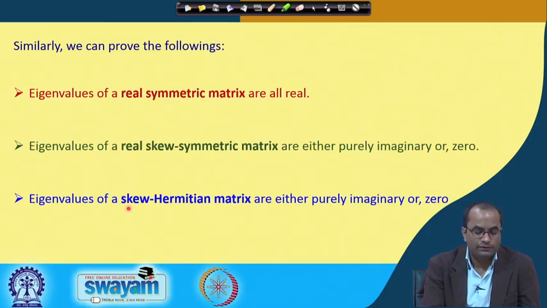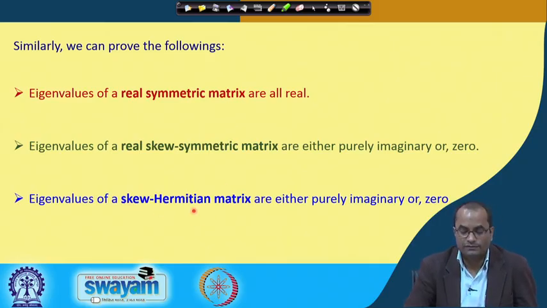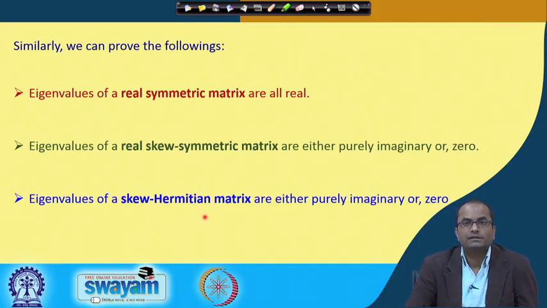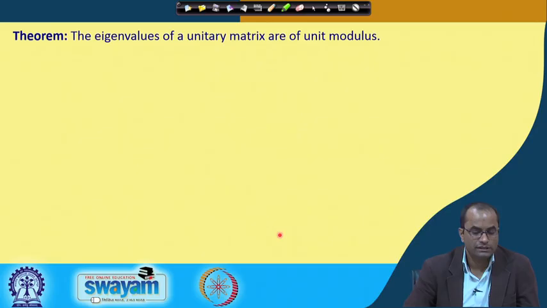And the eigenvalues of the skew Hermitian matrix. For Hermitian matrices we have seen, but now the skew Hermitian matrix, that means A star is equal to minus A. For those cases the eigenvalues are purely imaginary or 0 again. These are the consequence of the earlier proof, which we can easily see here.